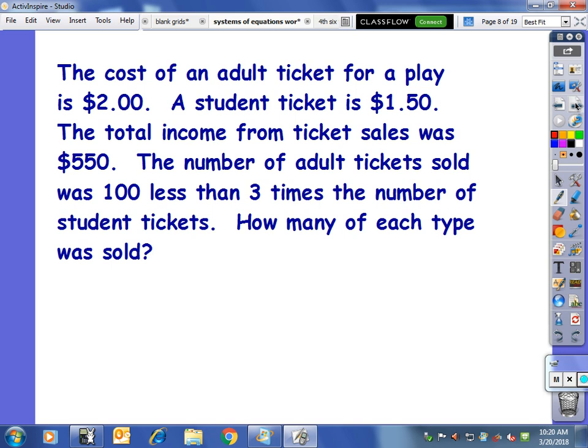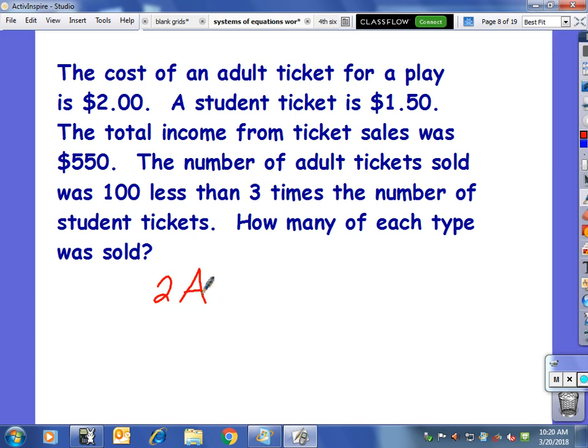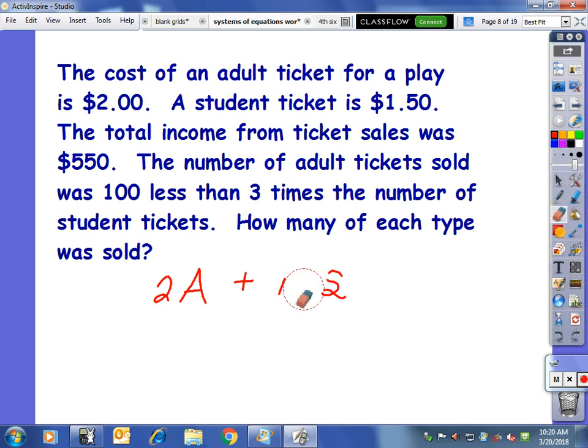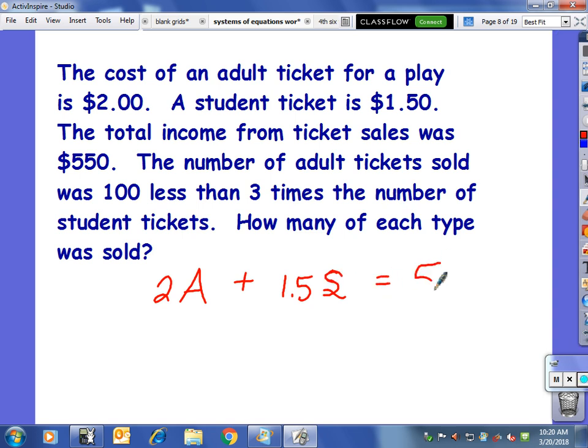So one equation is about money. Who could tell me the money equation? The first 3 sentences help you set up the money equation. Two times every adult ticket, because the adult tickets are $2 a piece, plus 150 S plus 1.5 S equals the $550. This is all about money. If I'm talking about how much money was brought in by 2 different priced items, then I have to include the value of those 2 different types of items in that equation.